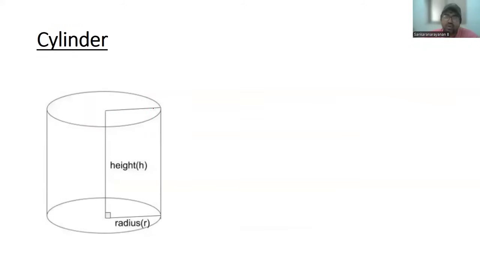Let's now slowly move on to the cylinder. For the cylinder, you can see that the radius is r and the height is h. The lateral surface area, I call it the curved surface area. We know that is nothing but base perimeter into height. That is 2 pi r, the base perimeter, into height h. That is for the curved surface area.